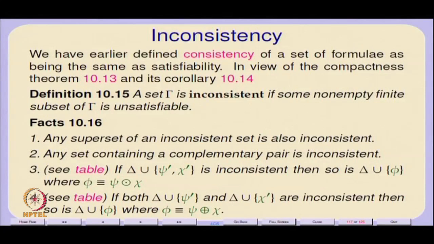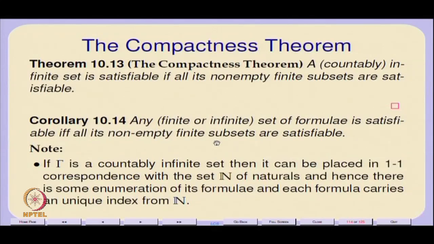But the compactness theorem essentially says that if you have an infinite set gamma, and every finite subset of it is consistent, then this infinite set gamma is also consistent. So, now inconsistency reduces to essentially taking the converses of both sides. Firstly, it is obvious that you have this corollary: any finite or infinite set of formulae is satisfiable or consistent if and only if all its non-empty finite subsets are satisfiable. This is a consequence of this compactness theorem.